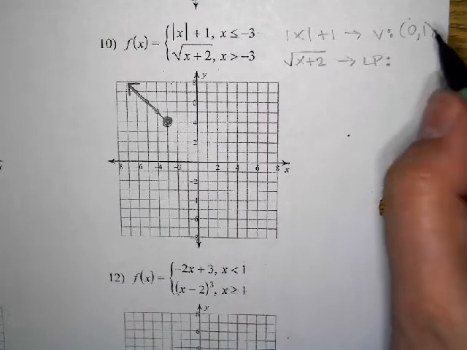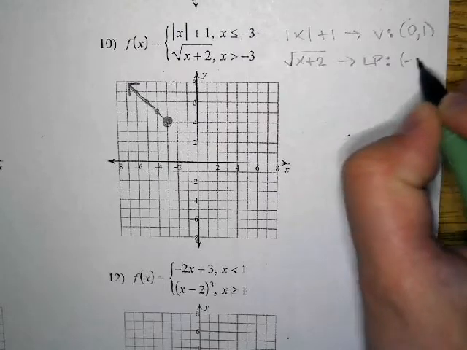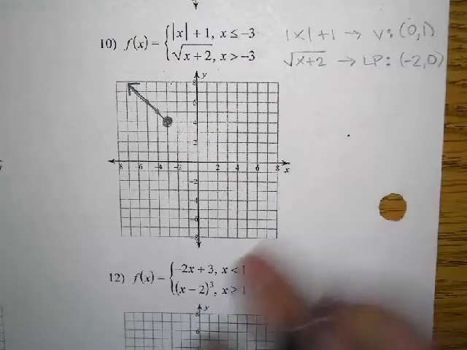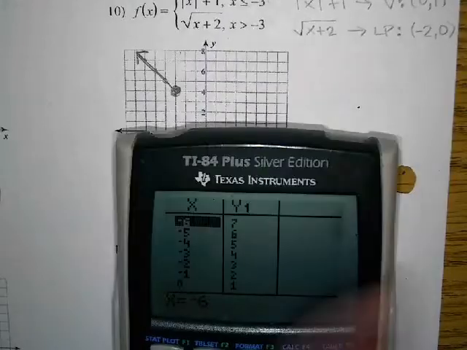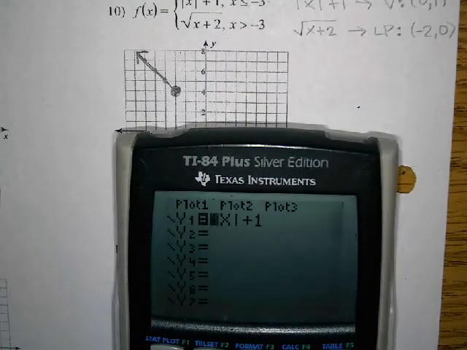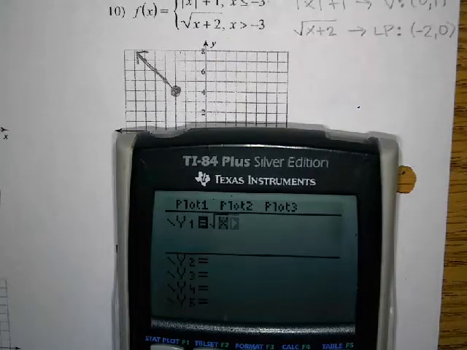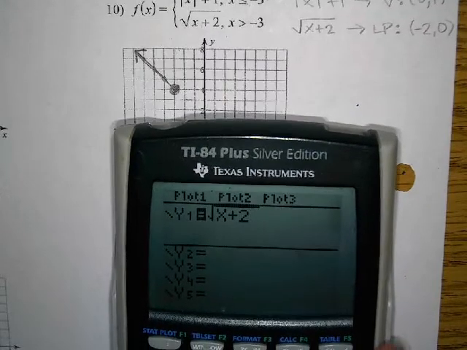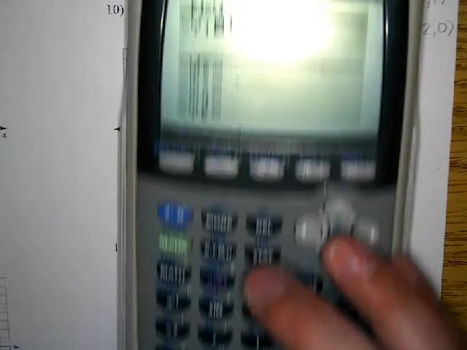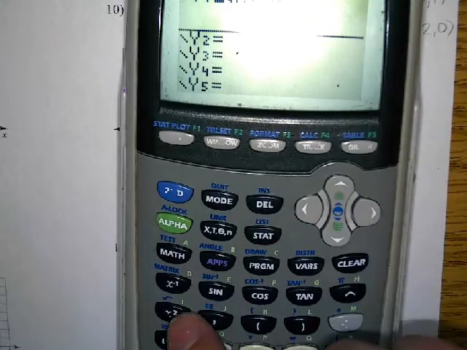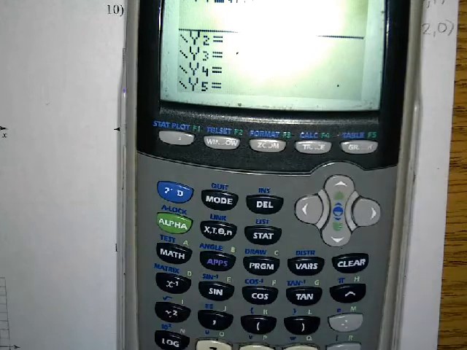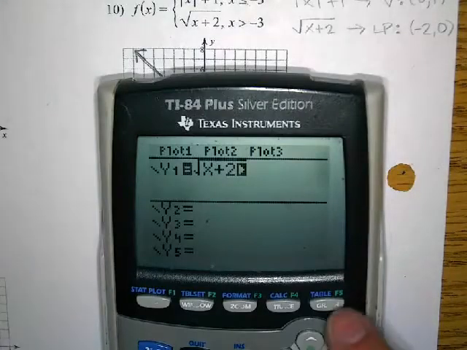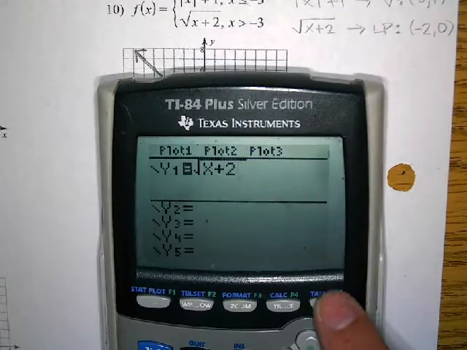So I'm going to type this in the calculator. Pressing the y equals screen, I'm going to type square root x plus 2. The square root was second x squared, so this is the x squared button. To get the square root, we're doing second x squared and typing x plus 2. And then to see the picture, we're typing graph. And then to see the table, we're going to hit second graph.